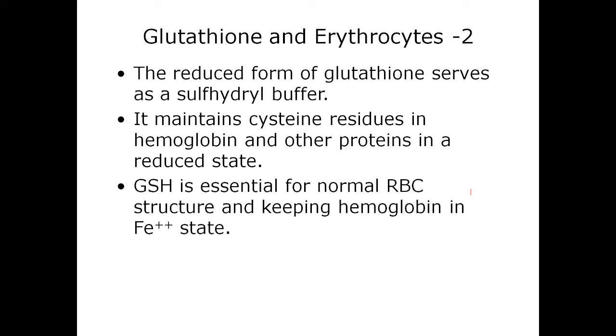The glutathione in the erythrocyte, the reduced form of glutathione, serves as a sulfhydryl buffer. So the reduced form is GSH, reduced glutathione, where hydrogen is attached here.